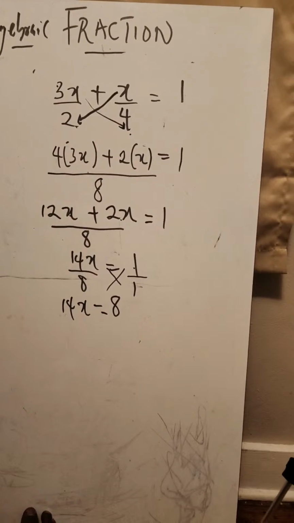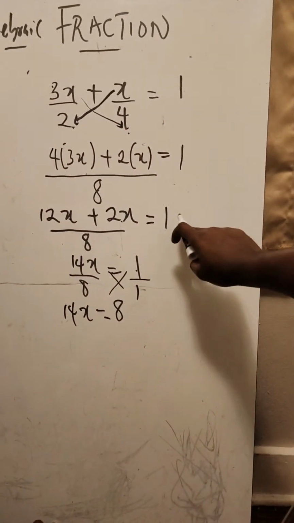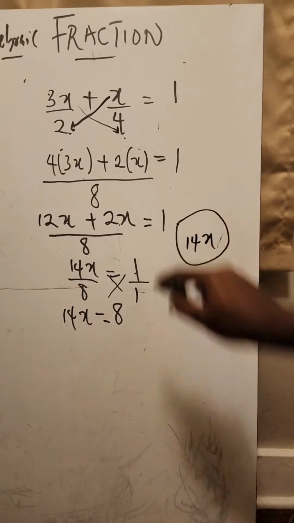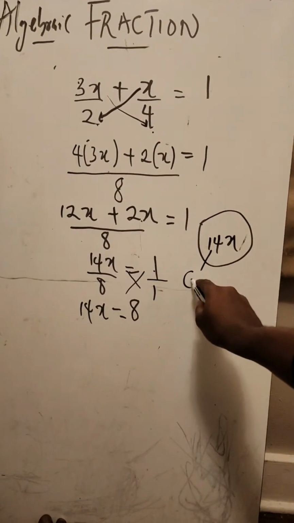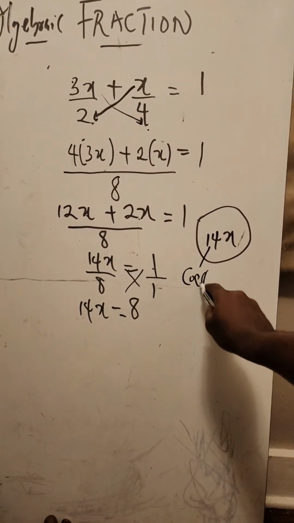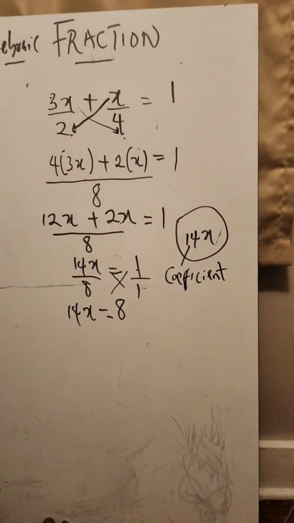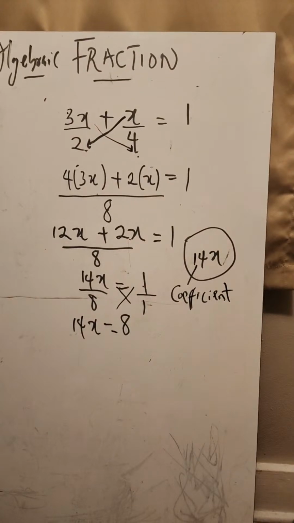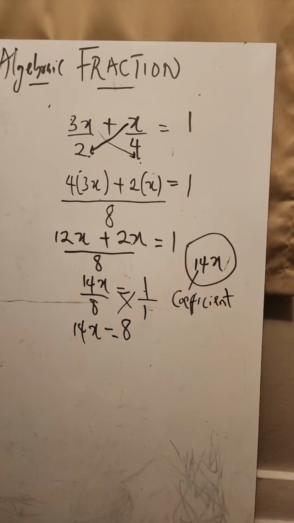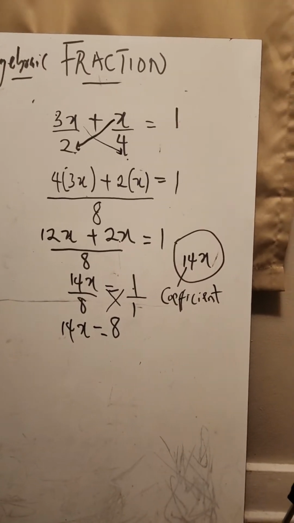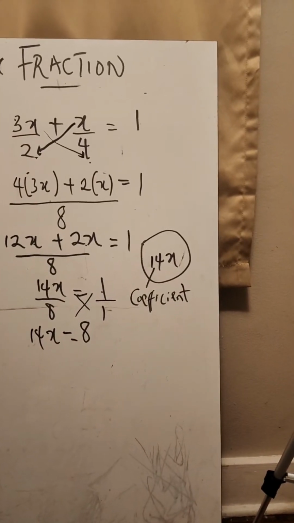Now let me say something. Here we have 14x. This is an algebraic term. This 14 is called the coefficient of x. So a coefficient is any number that stays behind a letter. Any number that stays with a letter, but most times always behind.